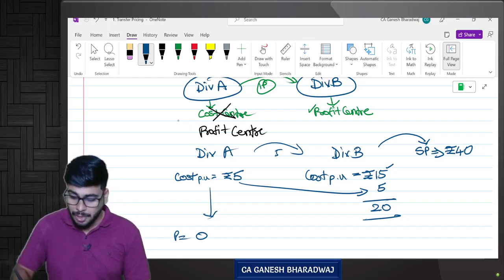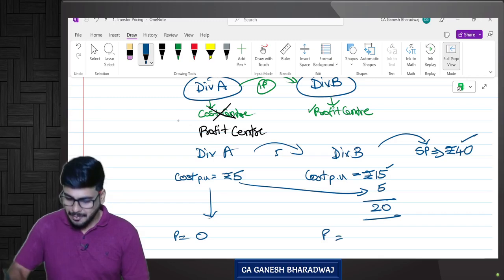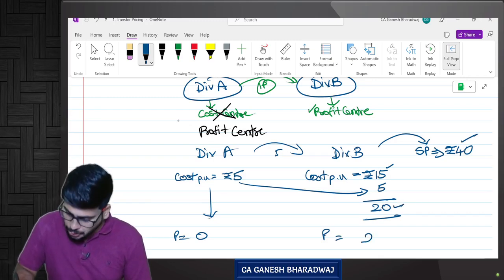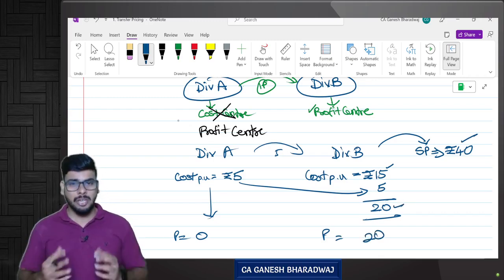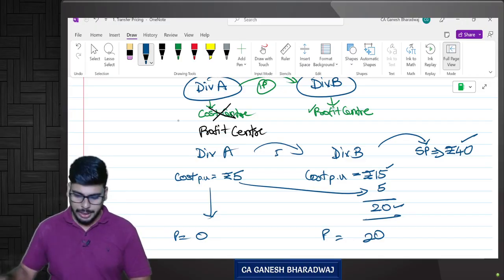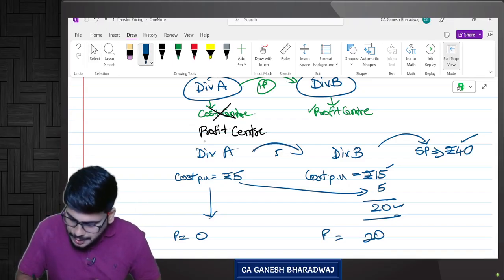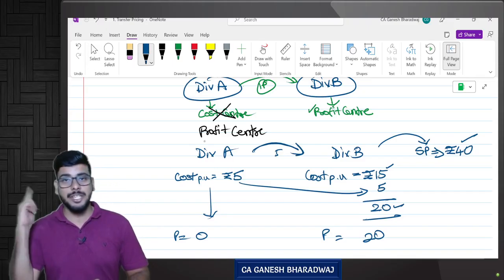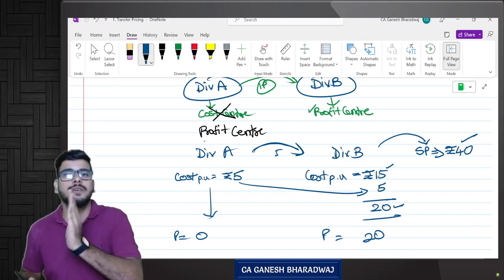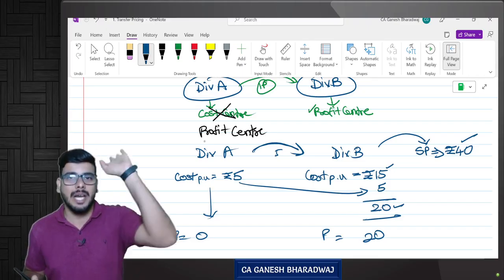Whereas for division B, the selling price is 40, whereas the overall cost is 20. So the profit will be 20 rupees. This is how generally it happens. Now what they are saying is, division A, when you are transferring the intermediate product to division B, don't transfer it at cost. Transfer it at a price slightly above the cost.